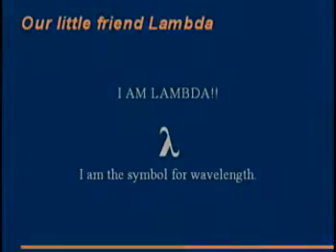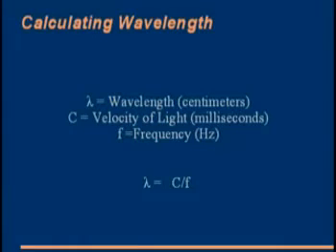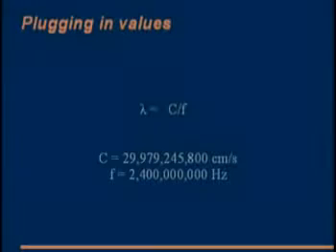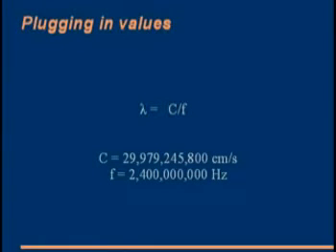Now, to calculate the wavelength, we need to know c, which is the velocity of light, and f, frequency. So, the letter c is going to take place for the velocity of the speed of light, and lowercase f is going to take place for our frequency. Because we're going to be working a lot in 2.4 gigahertz, we know that the frequency is going to be 2.4 gigahertz, and we know that the speed of light is 29,979,245,800 centimeters per second. So lambda, or wavelength, is equal to c divided by f.